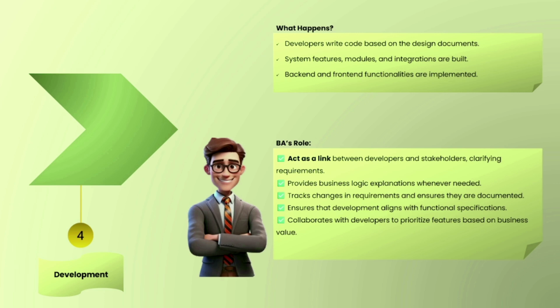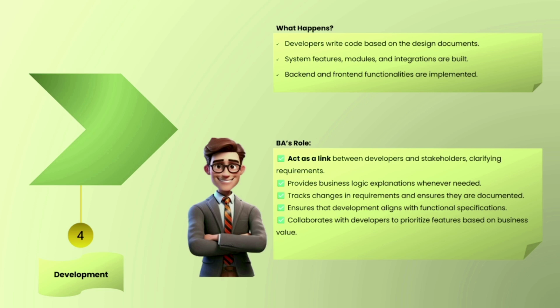Provides business logic explanation whenever needed, tracks changes in requirements and ensures they are documented. This is one of the important topics in the business analysis phase, and we will discuss it in depth in an upcoming tutorial. Ensures that development aligns with the functional specification, and the last, collaborates with the developer to prioritize features based on the business value.